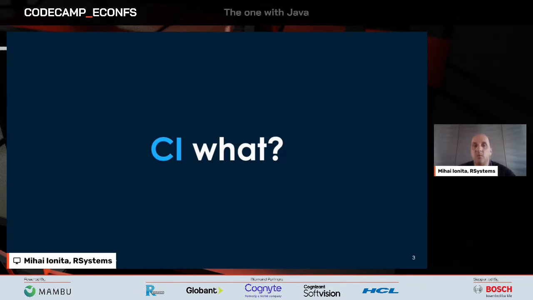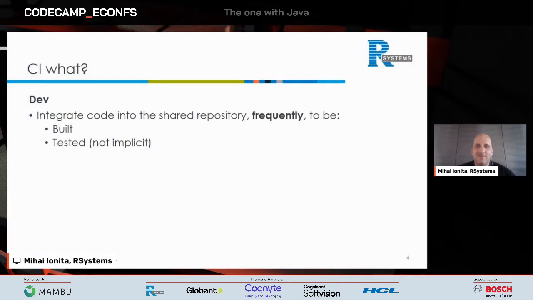So next, one question. What should be continuously integrated? And before you say everything, we've got multiple points of view. So from a development point of view, you should integrate code into the repository frequently. It will then be built automatically and hopefully, but not implicitly, tested automatically.